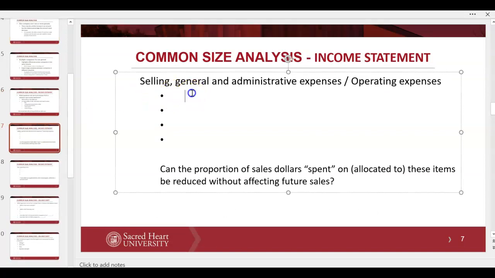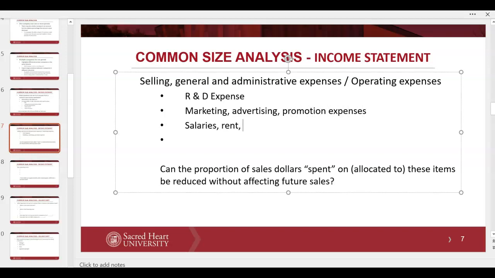Let's take a peek at some examples of selling, general, and administrative expenses, otherwise known as operating expenses. We mentioned research and development. Other items: marketing, advertising, promotion expenses, salaries, rent, depreciation expense.